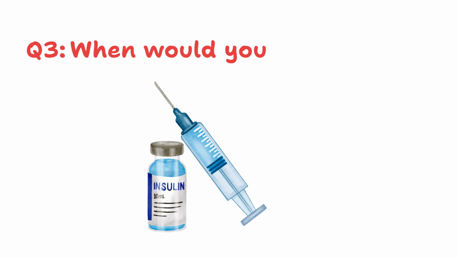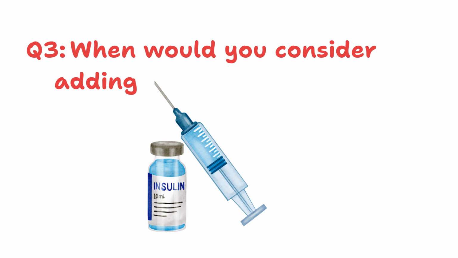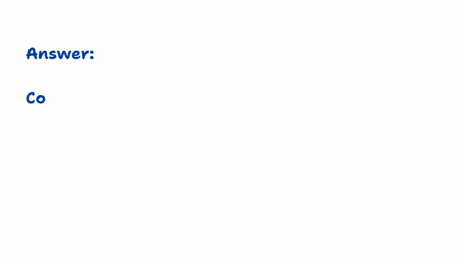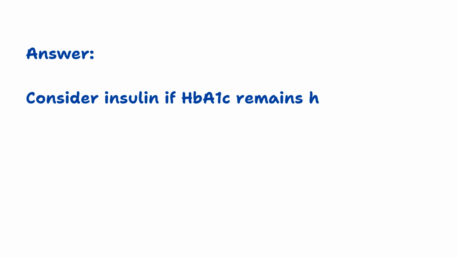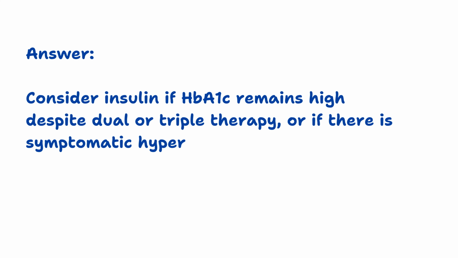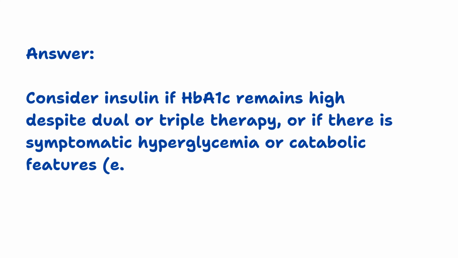Question 3. When would you consider adding insulin to her regimen? Answer: consider insulin if HbA1c remains high despite dual or triple therapy, or if there is symptomatic hyperglycemia or catabolic features, example weight loss.